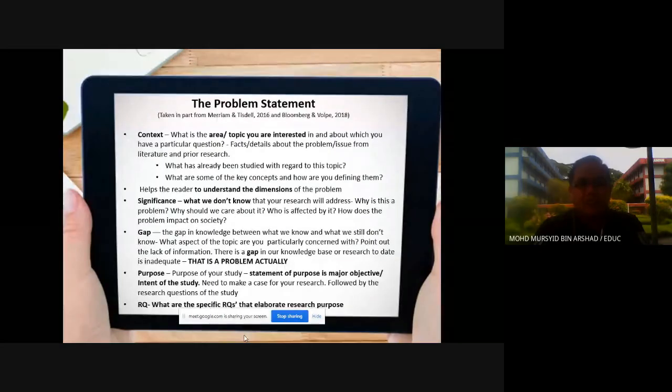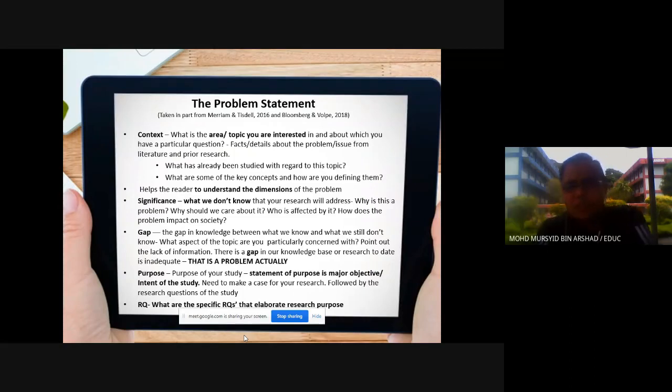So meaning that now you have the two paragraphs. You have the context paragraph, you have the significance paragraph. All of these are very comprehensive and very straightforward information from the facts. It's more of a critical argument. Now you move to the third paragraph, which starts to discuss the gap. So what actually is the gap?